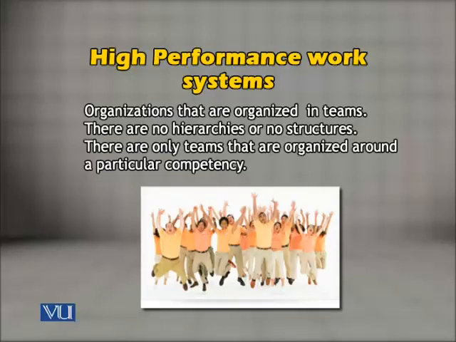There are no hierarchies or structures. There are only teams that are organized around a particular competency. For example, Apple is an organization that Steve Jobs says is organized as a stardom. He says it's the biggest stardom on this planet. There's one person in charge of the iOS software operating system, one person in charge of the Mac hardware, one in charge of the global marketing function, and one in charge of production and operations.